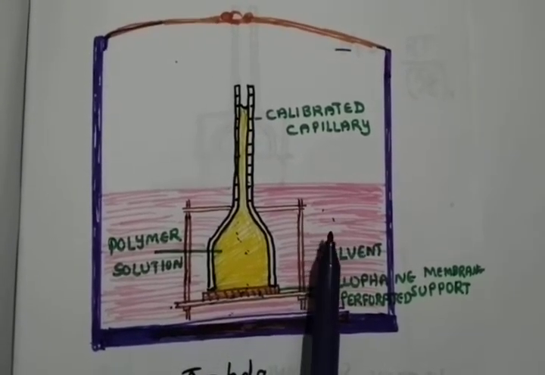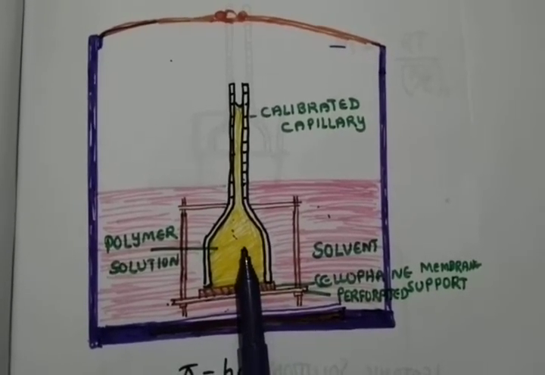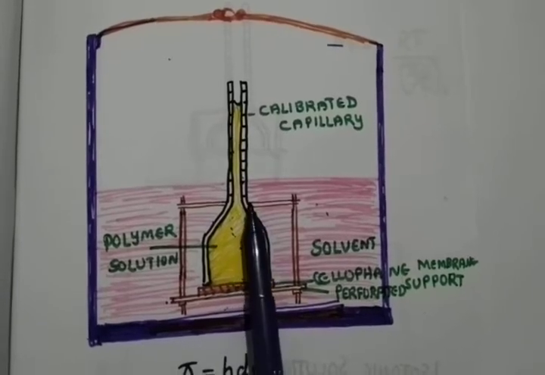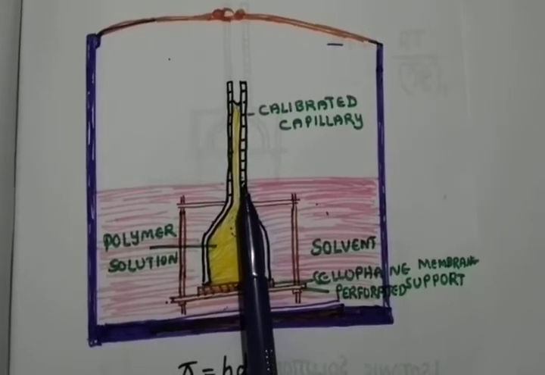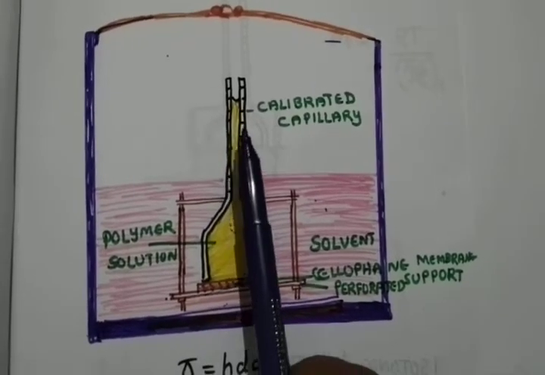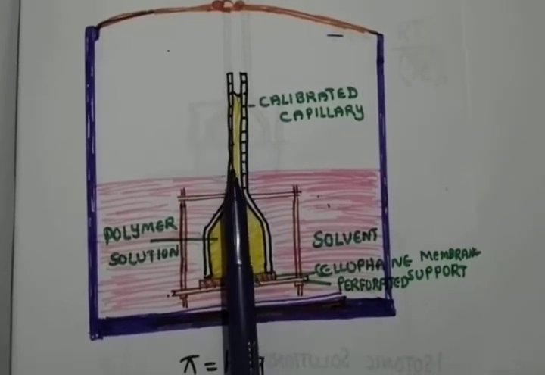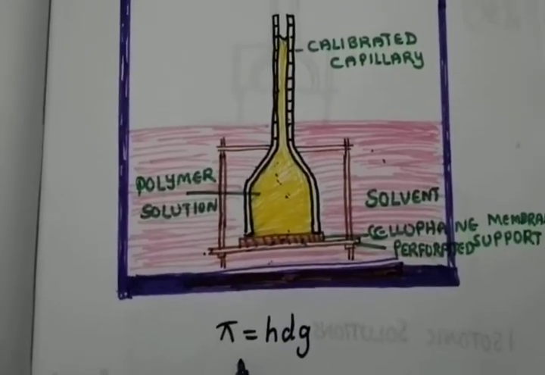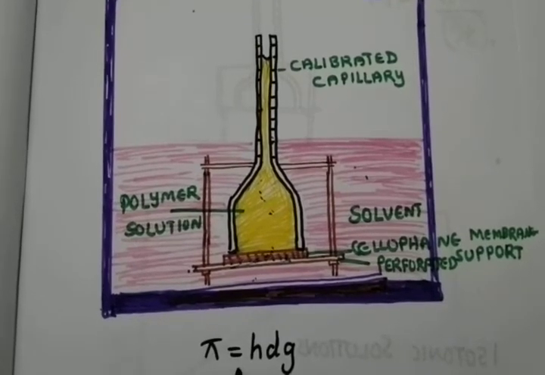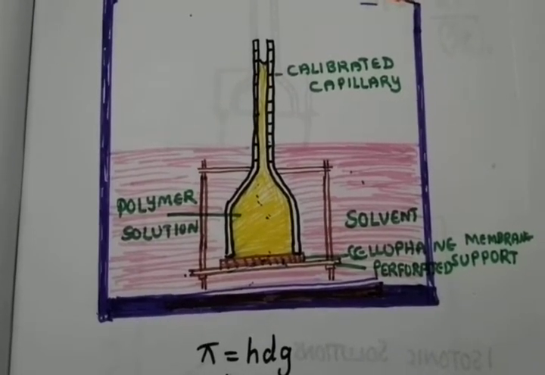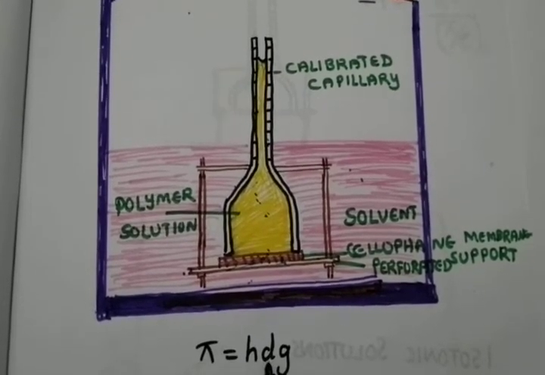Due to osmosis, the solvent flows to the solution. So the liquid rises in the capillary tube until the equilibrium is attained. From the rise in the level of the solution, the height is measured and the osmotic pressure is calculated using the equation pi is equal to hdg, where pi is the osmotic pressure, h is the height or the rise in the level of the solution, d is the density of the solution, and g is the gravity.